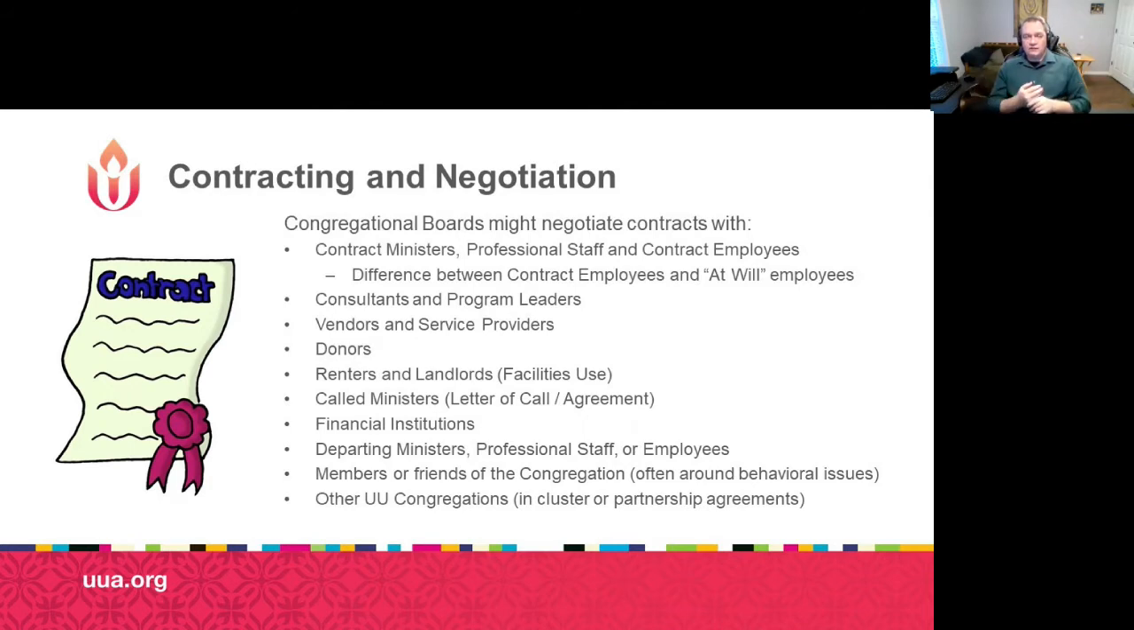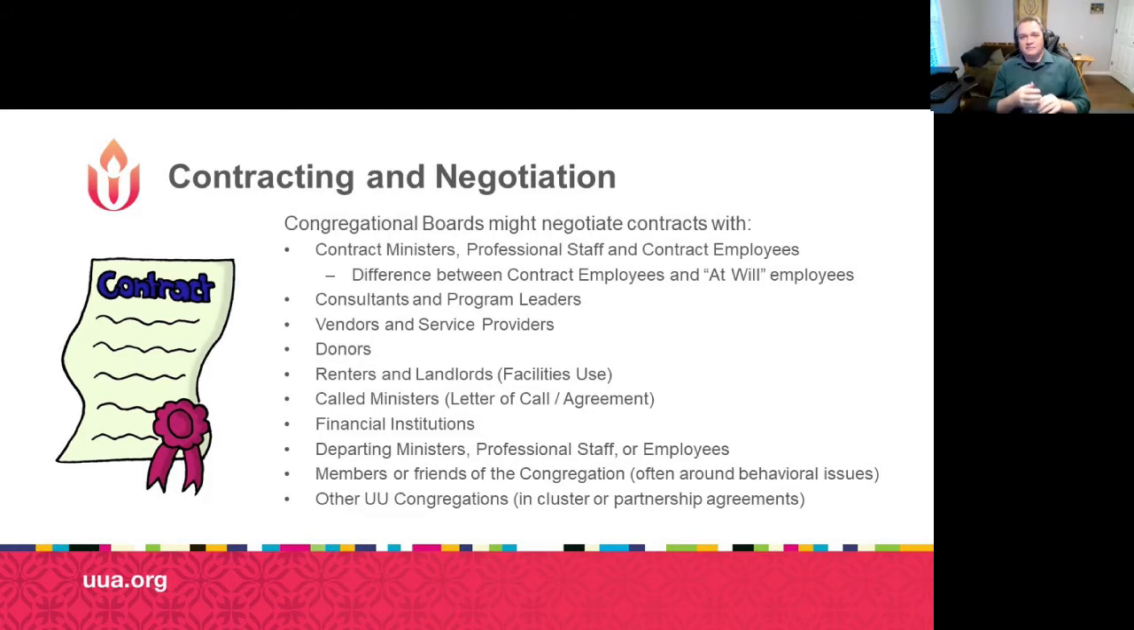Renters and landlords for facilities use. I look forward to the day that many of our congregations are back in our facilities and we have people sharing our facilities with us, which is one of our best ministries. Being able to have a space in the community that people of similar values and beliefs to ours can utilize. But that takes some contracting.